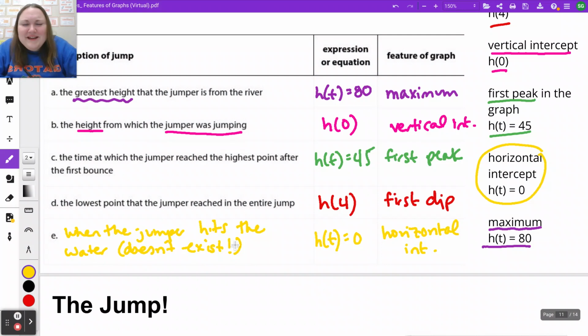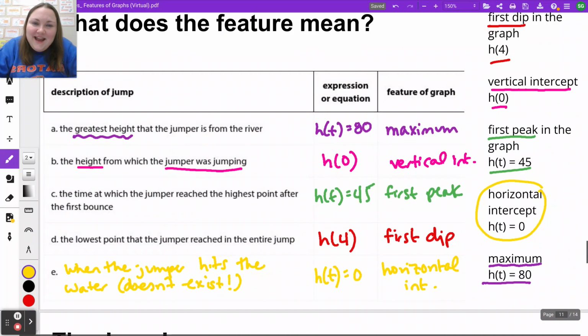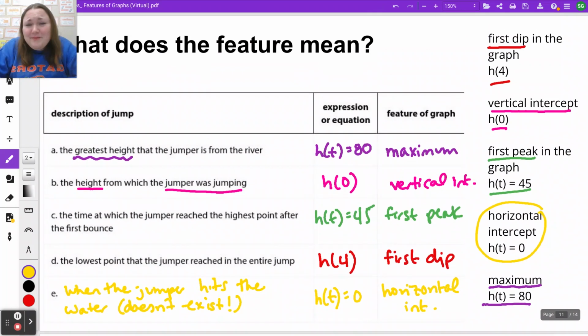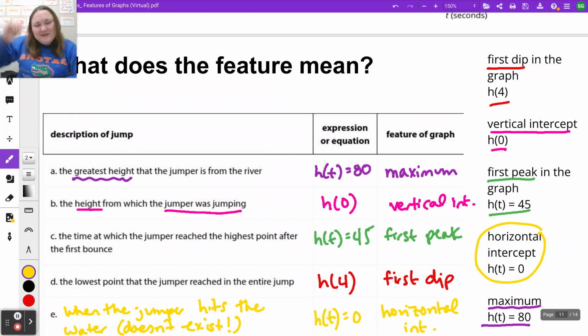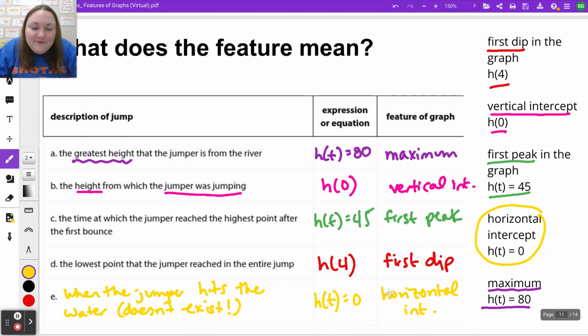And thank goodness, right? Jumping already seems like a very scary situation. But if you were jumping from that height, you would not want to hit water. I know plenty of people jump into rivers, but that would probably hurt, hitting the water from that high up. And so when we watched that video, remember, we saw the bungee jumper bouncing above the river, but they never hit the river. For that reason, we don't have that horizontal intercept.